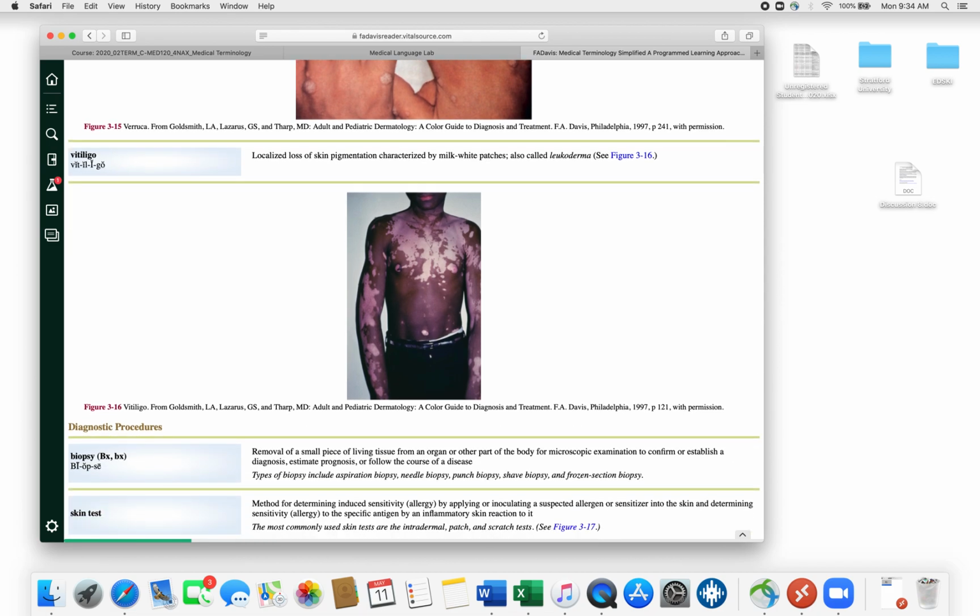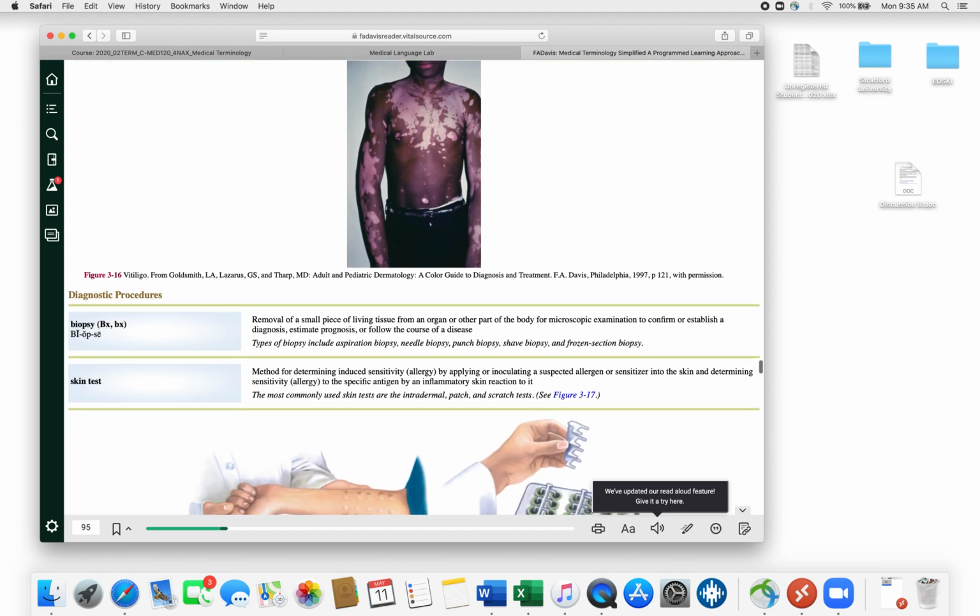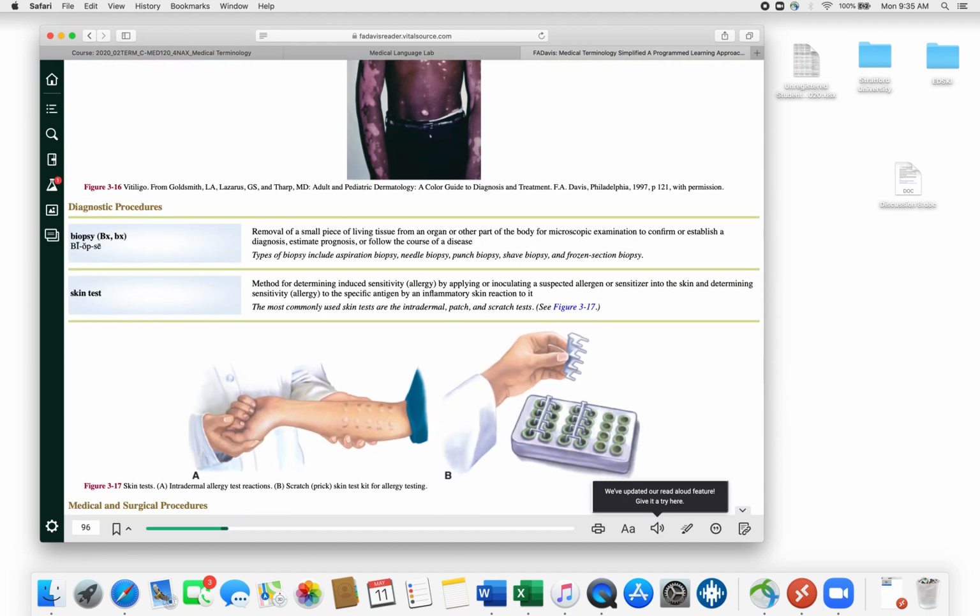That's vitiligo. It's a genetic, patchy loss of melanocytes. So you could be the judge. Remember Michael Jackson? He said he had vitiligo. Did it look like he had vitiligo? No, right? And also no genetic markers in the entire Jackson family. So, great music, but he didn't have vitiligo.